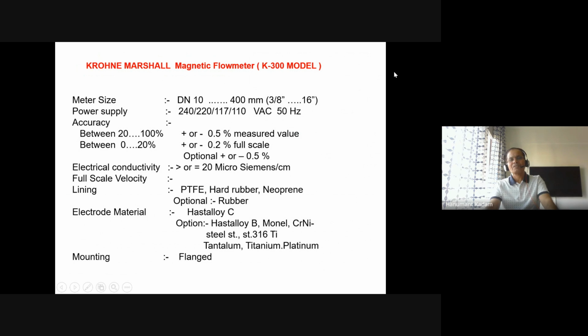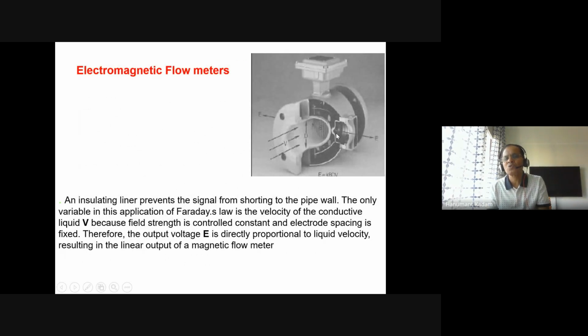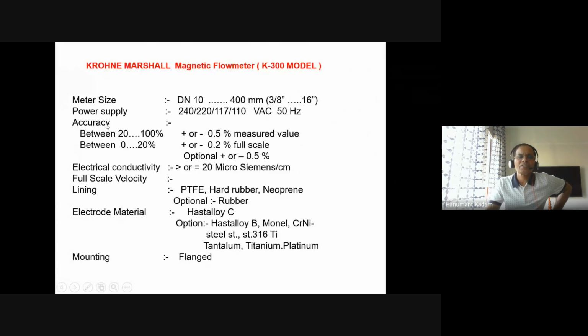Power supply: as I told you, it requires more power because you have a coil. It starts from 110, 170, 220, 240 volts, because the coil requires more voltage to generate the induced EMF. This is the junction box from where the wiring and cabling is done. Only for demonstration has the cut portion been shown, but the cabling goes through this. The accuracy is between 20 to 100%, or plus or minus 0.5% of measured value. That much accuracy you will get for this particular model.